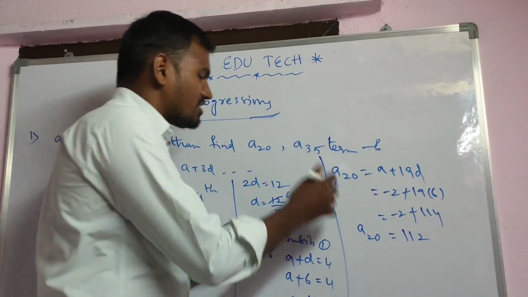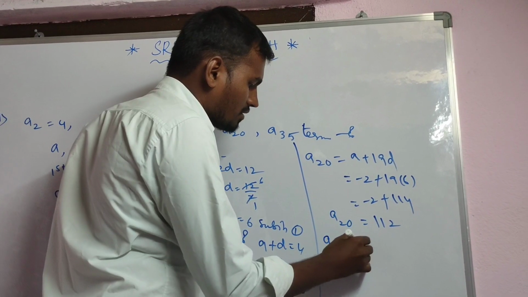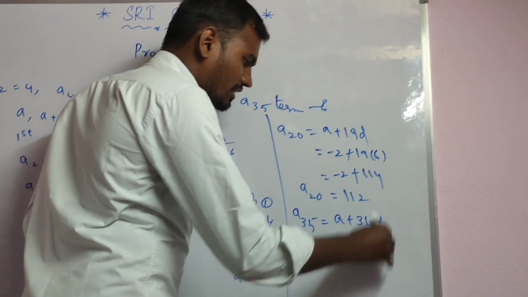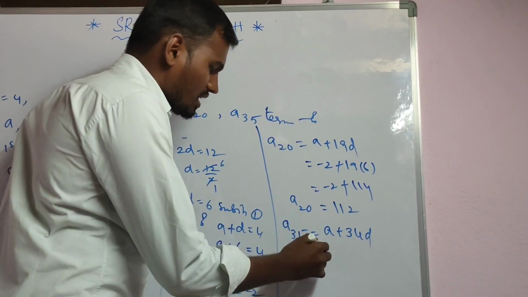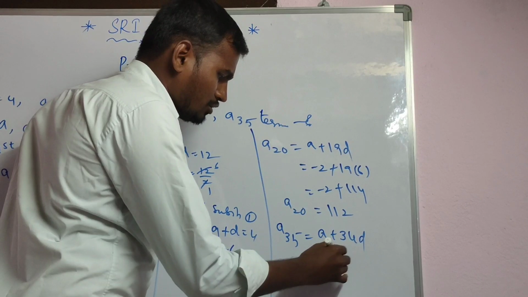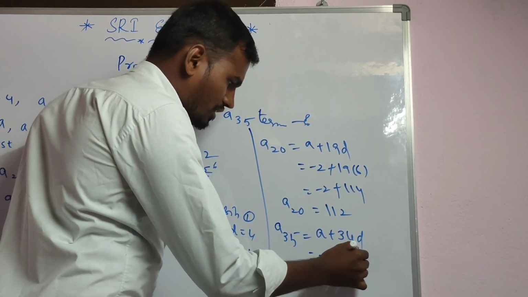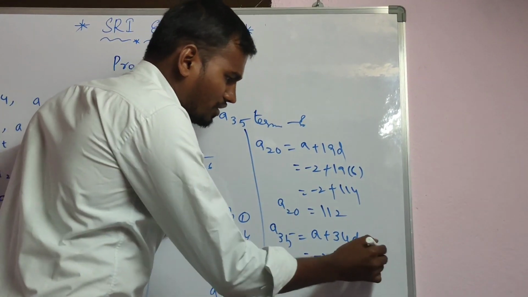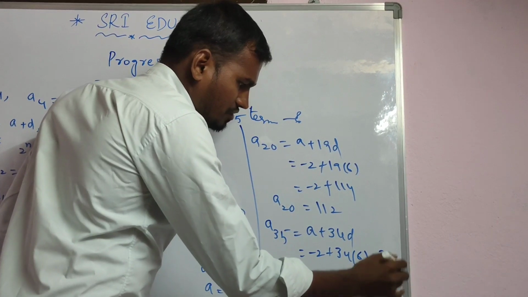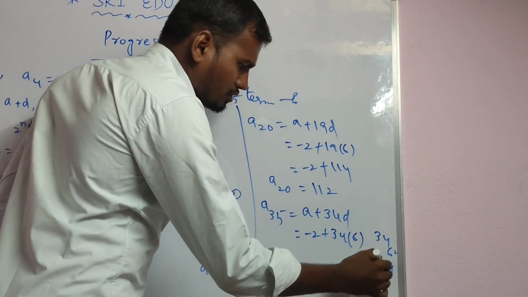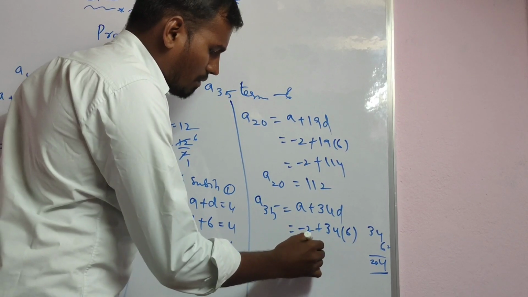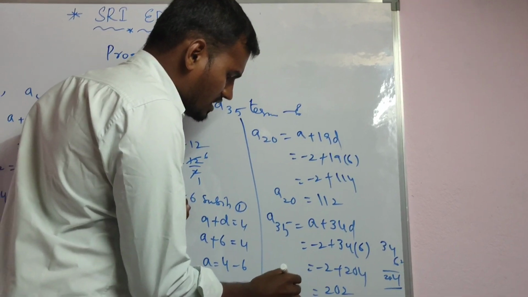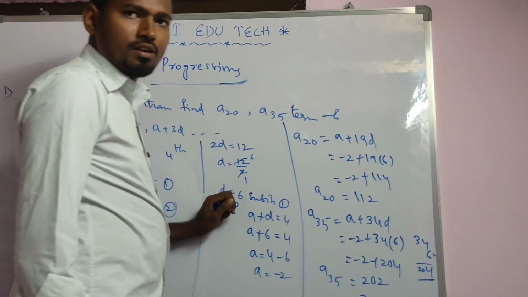Okay? Next 35th term. A35 is nothing but A plus 34D. Okay? Right? Substitute A is equal to minus 2 plus 34 into D means 6. Okay, right, now multiply 34 into 6. See, 6 fours are 24, 6 threes are 18 plus 2 is 20. 204. Then minus 2 plus 204 is equal to 202. This is A35. Okay?